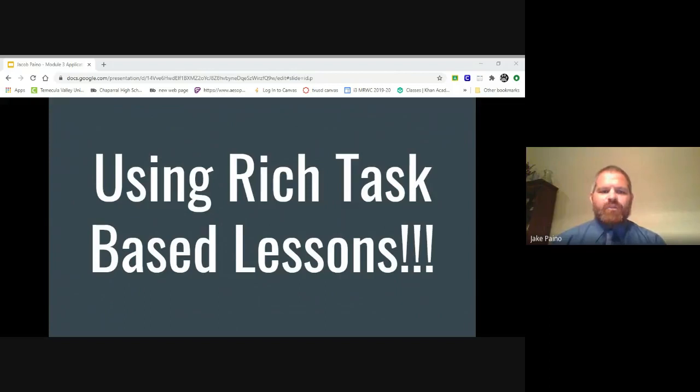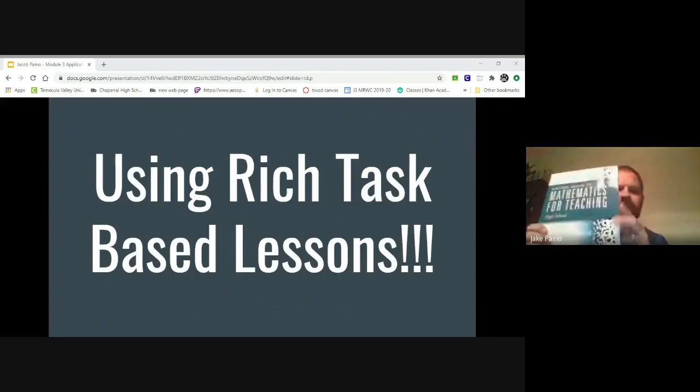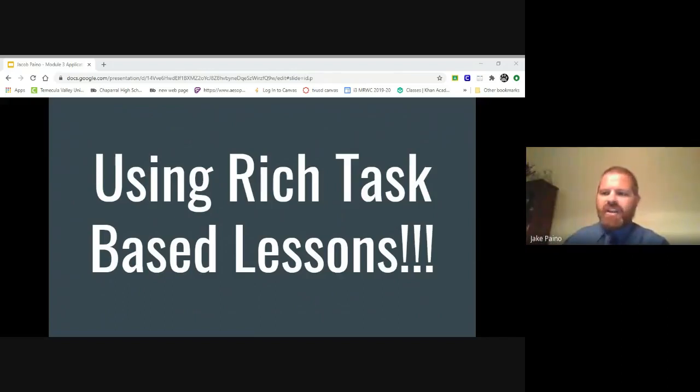Finding and writing rich task-based lessons will not be covered in this PD, but you can find information in Julie Dixon's book, Making Sense of Mathematics, Teaching High School, that everyone received at her PD that we attended. So we have already been trained on how to write, make, and use rich task-based lessons. Use that book for review, or email me any questions.